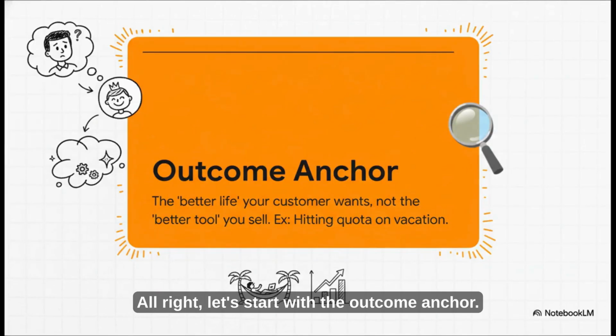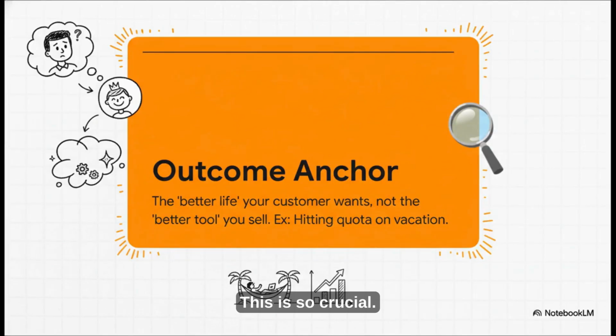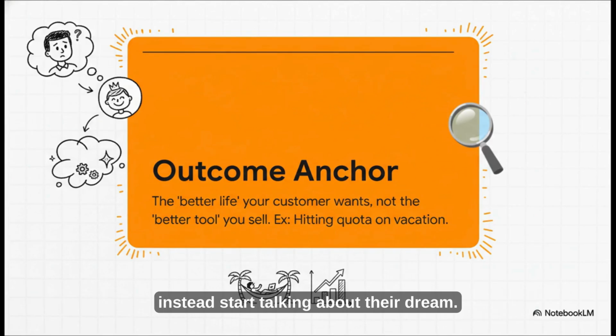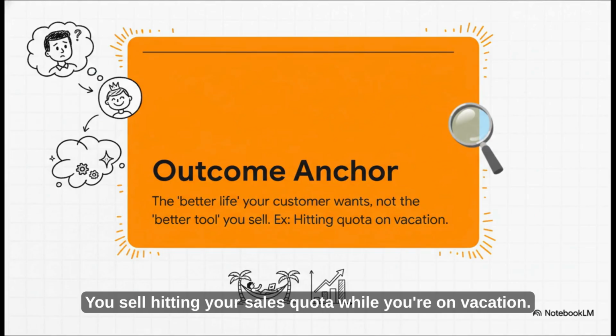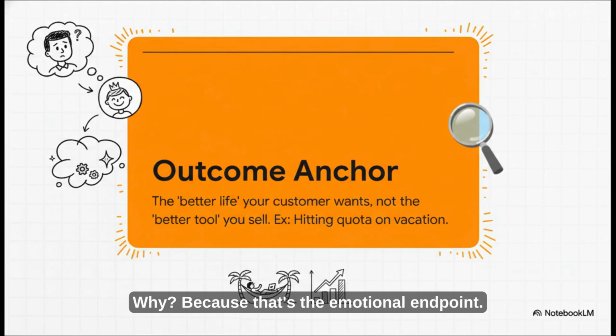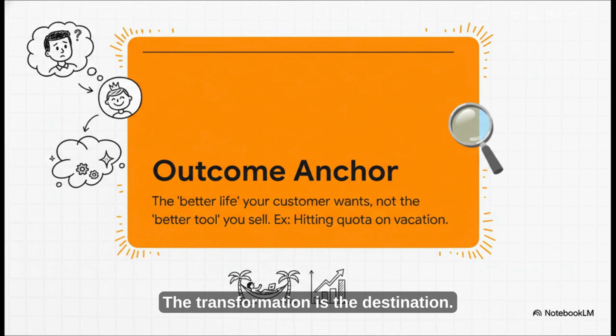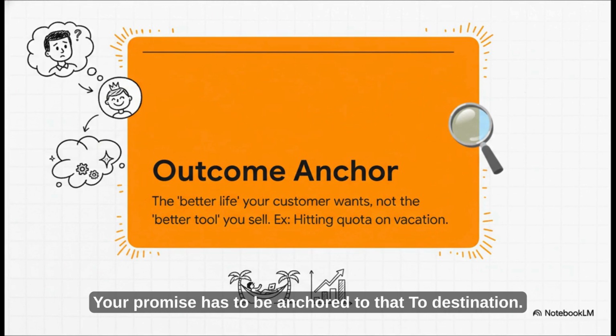All right, let's start with the outcome anchor. This is so crucial. You have to escape the trap of talking about your tool and instead start talking about their dream. You don't sell data organization software. You sell hitting your sales quota while you're on vacation. Why? Because that's the emotional endpoint. That's the heaven that lights up the reward centers in the brain. Your features are just the car. The transformation is the destination. Your promise has to be anchored to that destination.